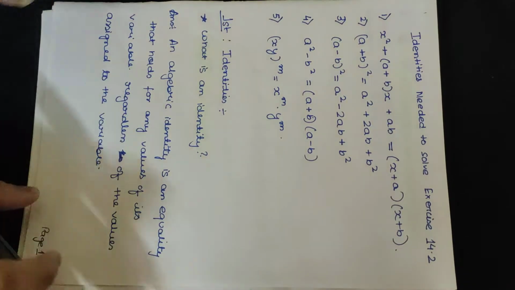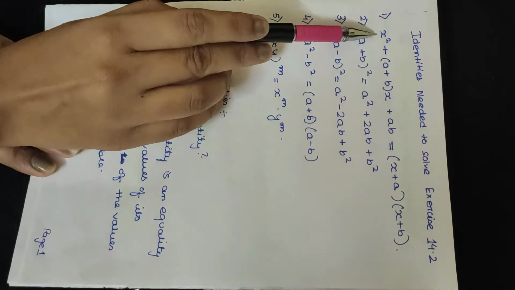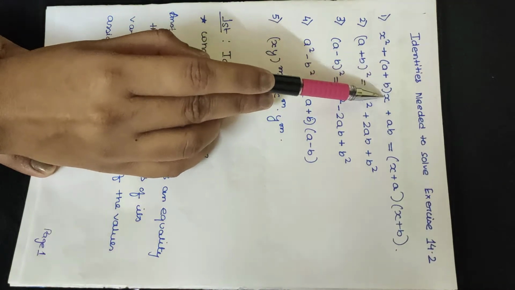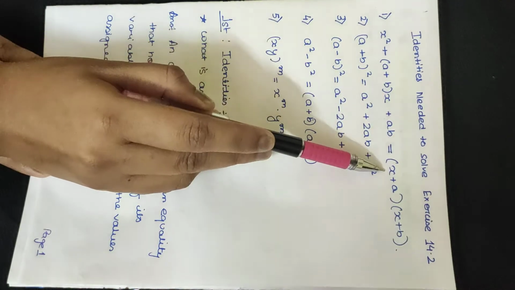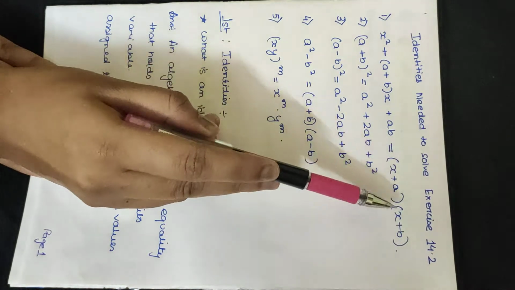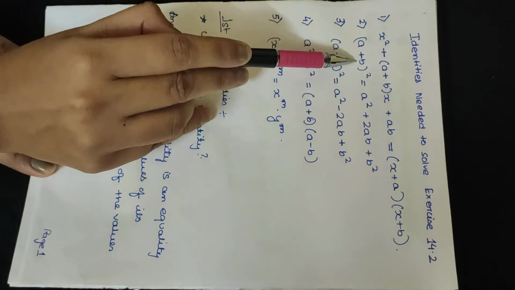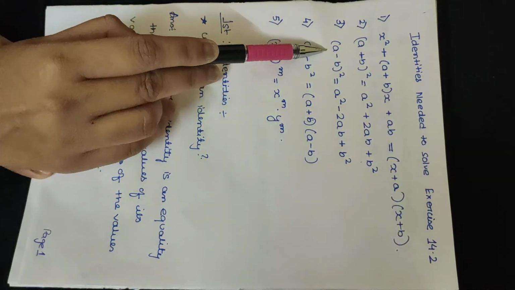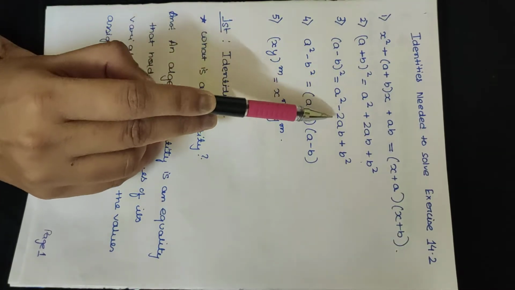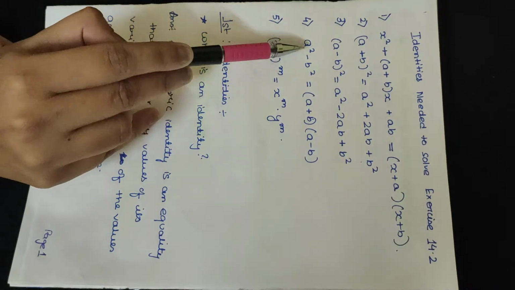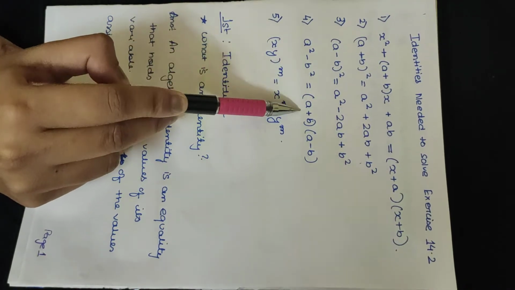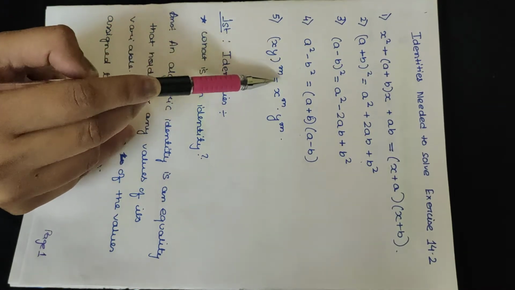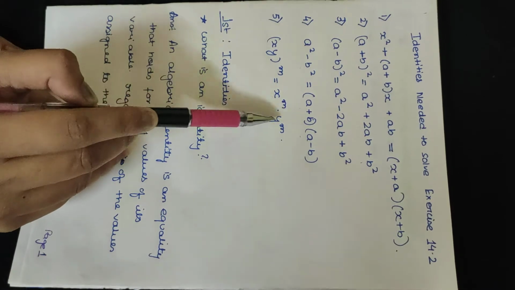So if we see the first identity, x square plus (a plus b) into x plus ab is equal to (x plus a) into (x plus b). Second is (a plus b) whole square is equal to a square plus 2ab plus b square. (a minus b) whole square is equal to a square minus 2ab plus b square. a square minus b square is equal to (a plus b) into (a minus b). (xy) to the power m is equal to x to the power m into y to the power m.